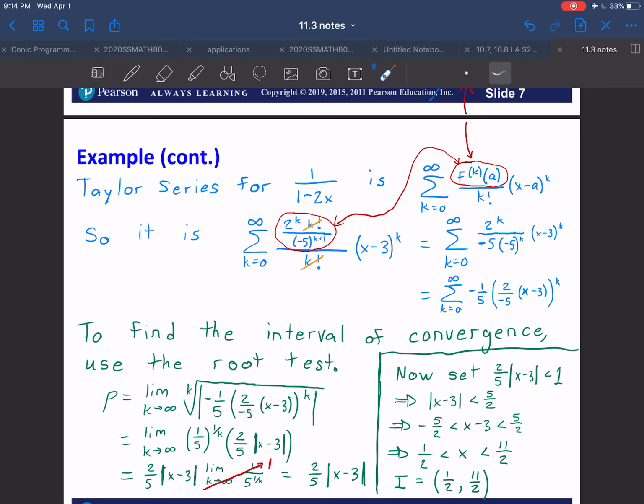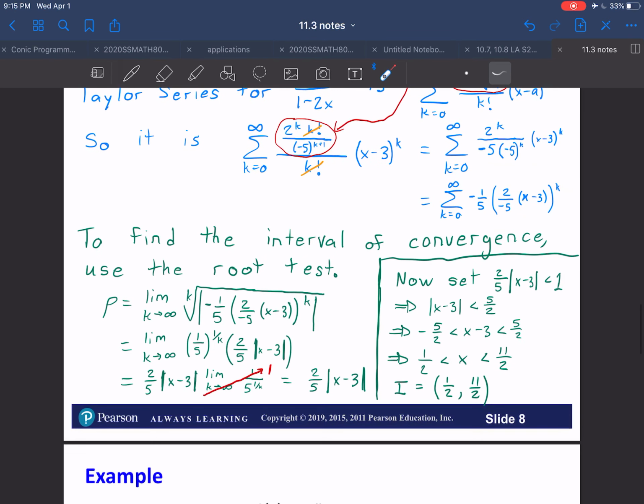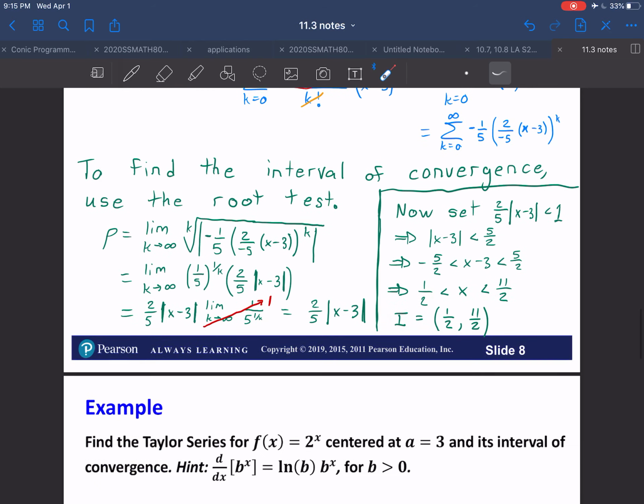And then we plugged it into our Taylor series, and we had these values as well, and we got this thing. We found the interval of convergence, and got that.